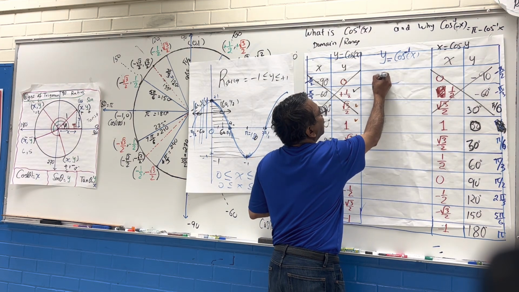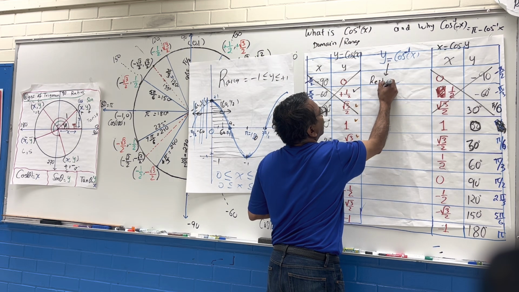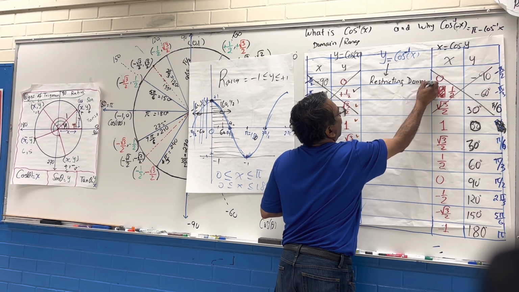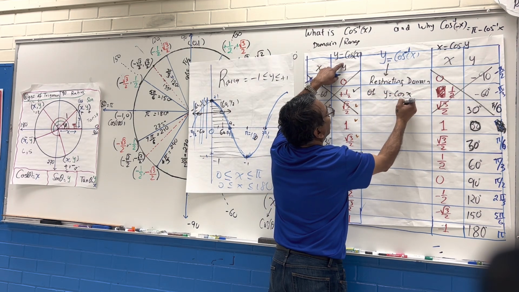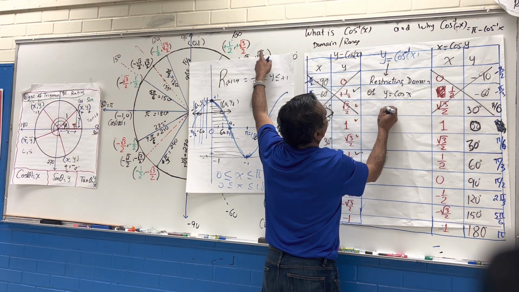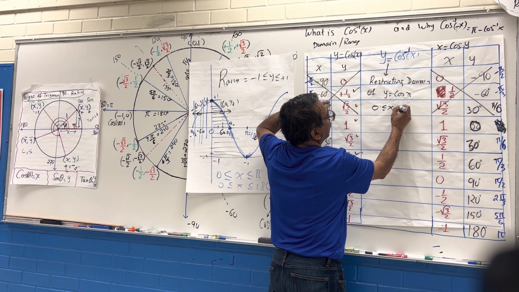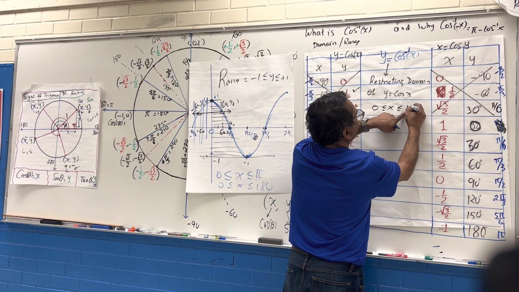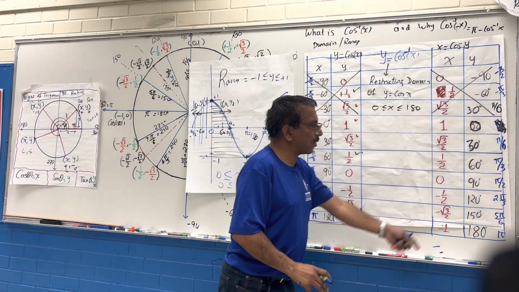So now this relation becomes a function by restricting the domain of y equals cosine of x. Here we restricted the domain to 0 to 180 degrees. So by restricting this, we get one function.